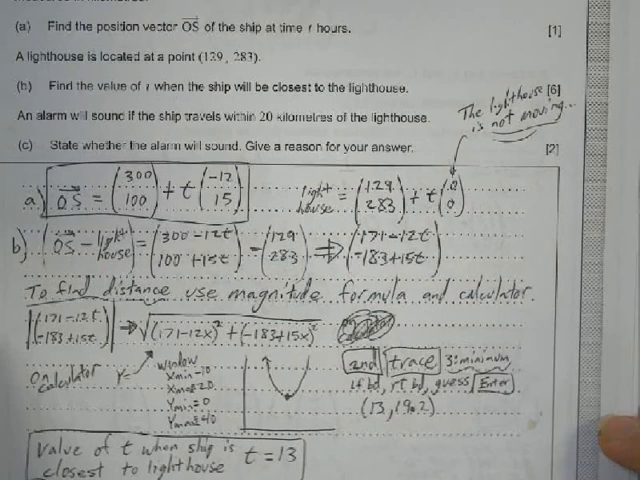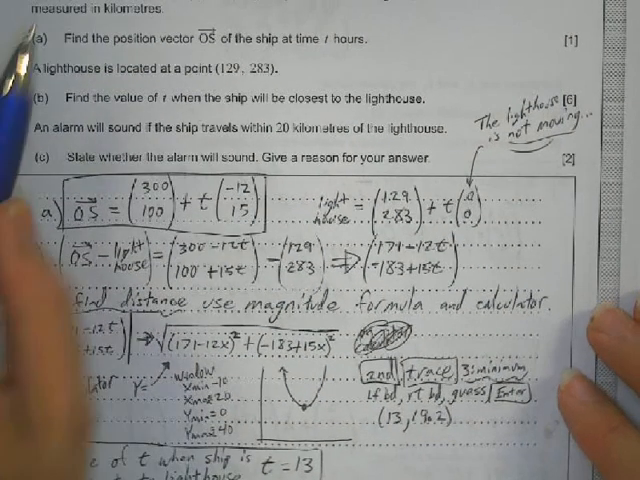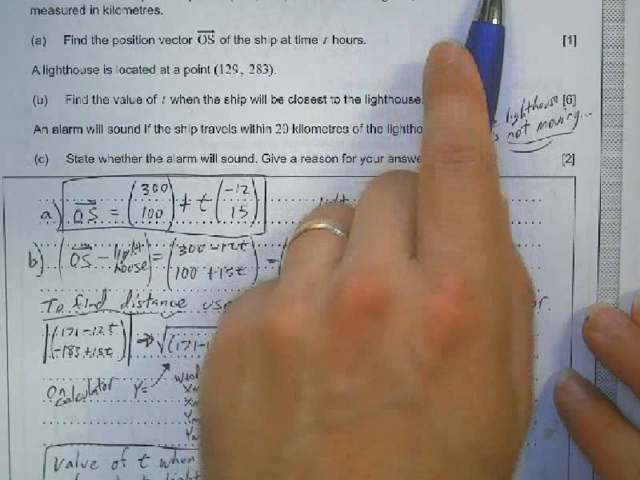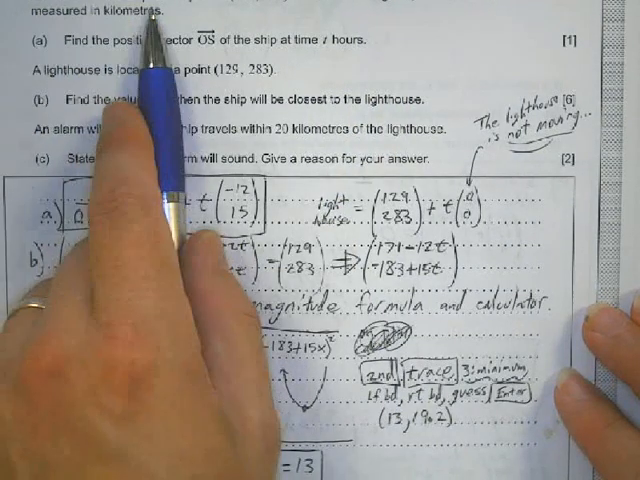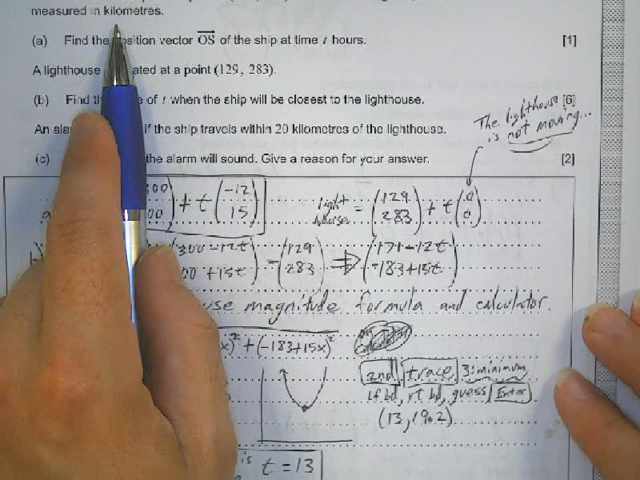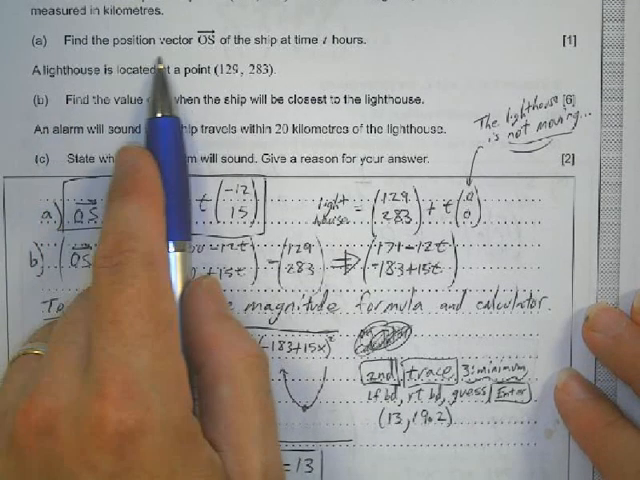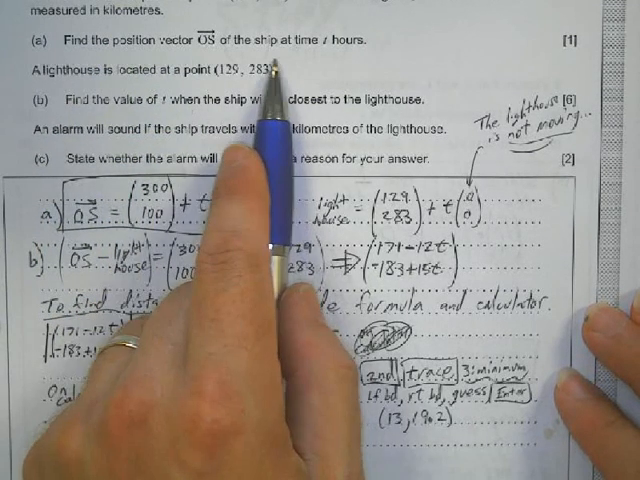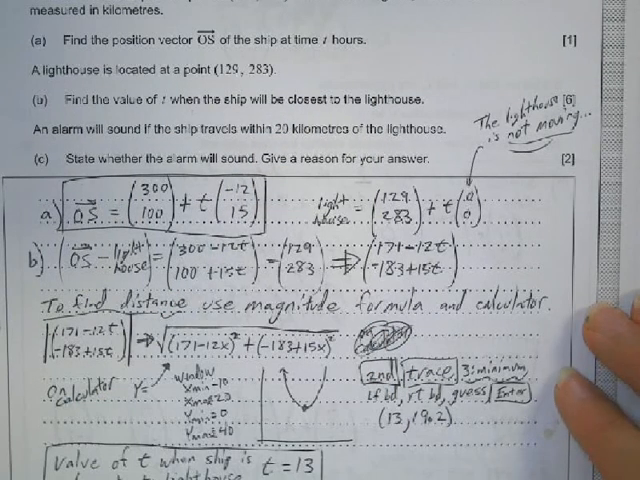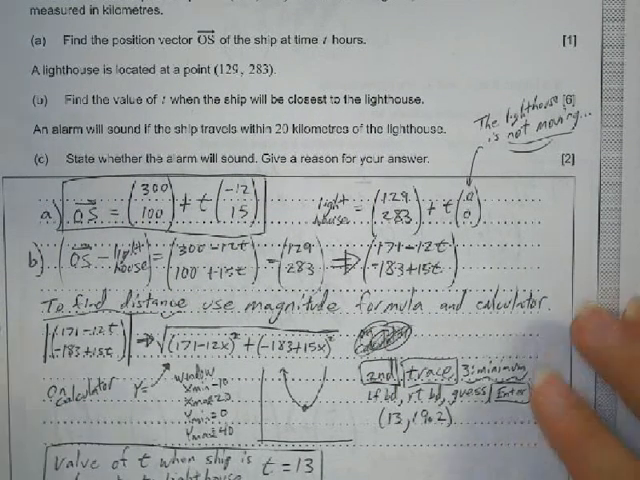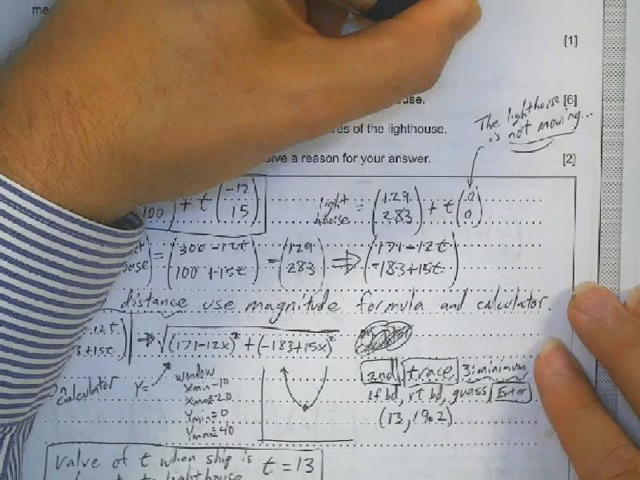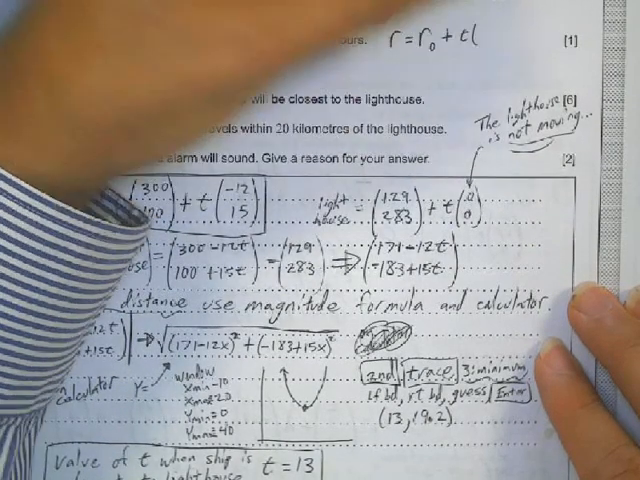Okay, next one. We've got a ship traveling with this velocity. At time 0, the ship is at this position, where distance is measured in kilometers. Find the position vector OS of the ship at time t hours. So basically they want me to find an equation, r equals r0 plus t times the velocity.